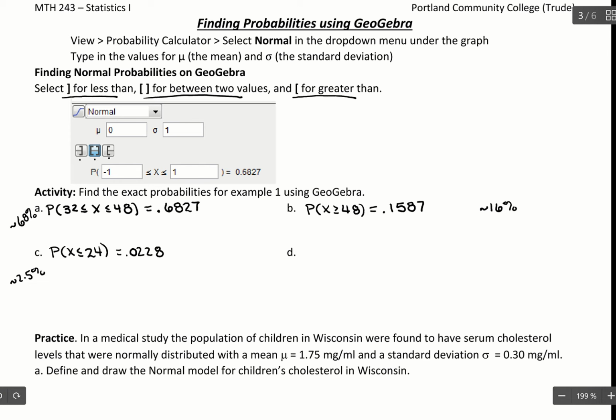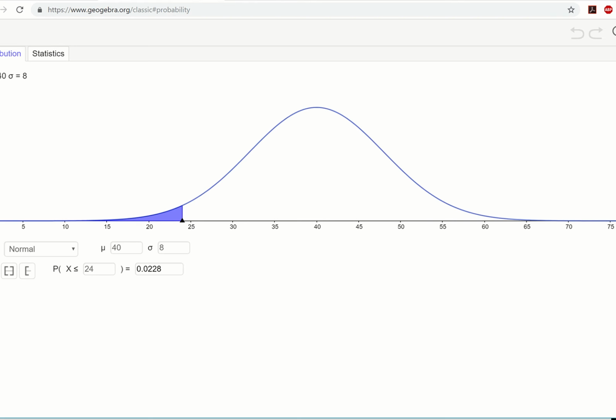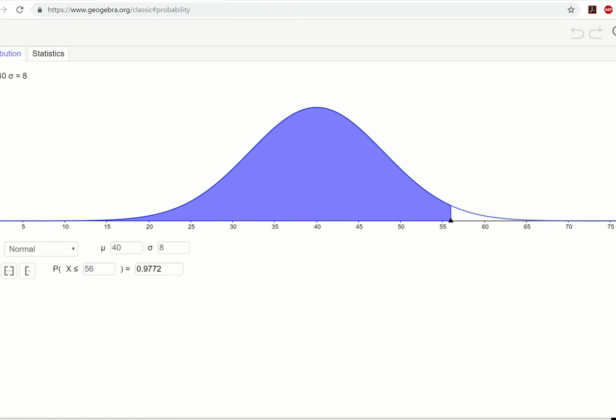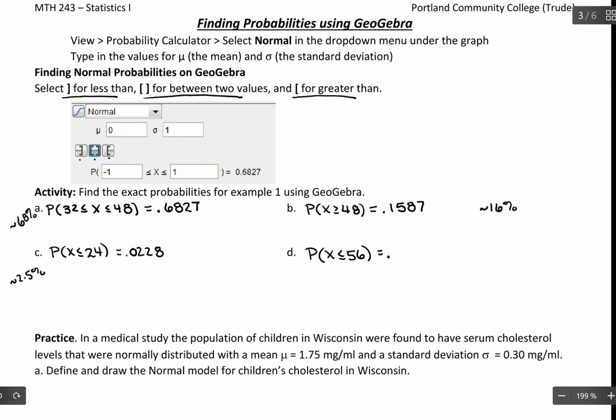And then part D was asking for this probability of being less than or equal to 56. So it's going to be an area to the left, and we just need to adjust our value to be 56. Hit enter, 0.9772. And that's an improvement on that 97.5%.